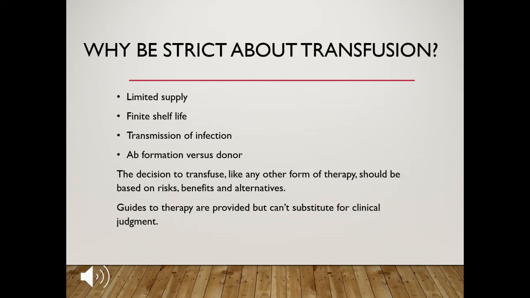So now that you know the indications for transfusing these blood components, why should we be strict about transfusion and not transfuse by just a trigger of low blood counts? Why should we be judicious in giving transfusion? Because number one, there's limited supply. It is something that is not manufactured. Okay, if there's no blood donor, then there's no blood product that can be transfused. It has a finite shelf life.